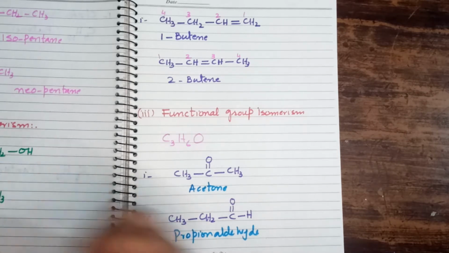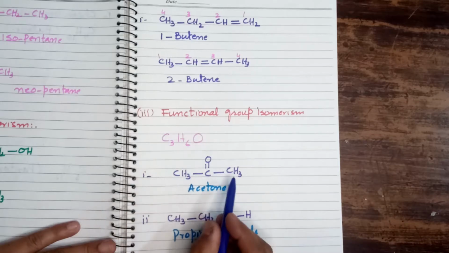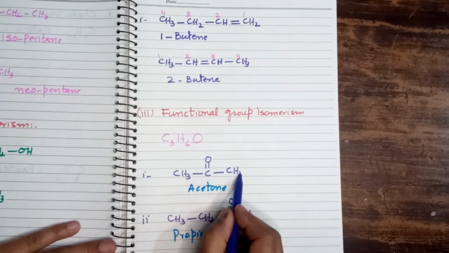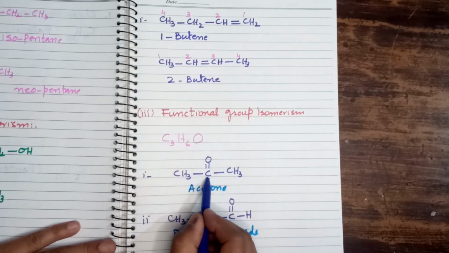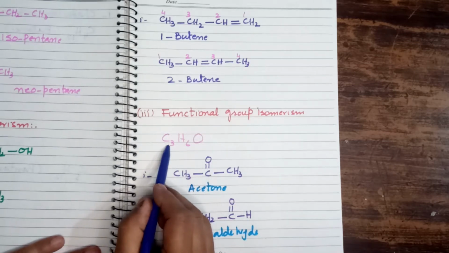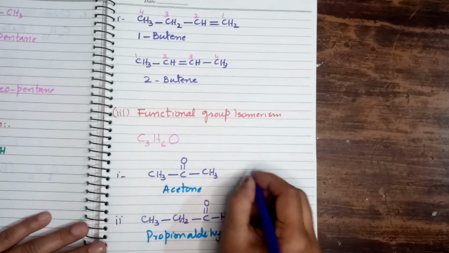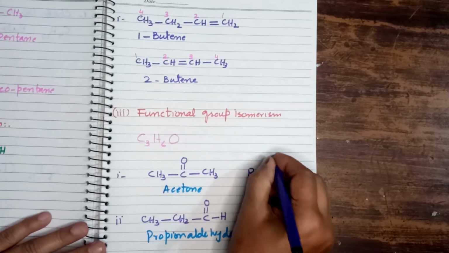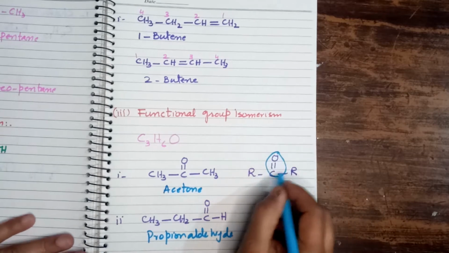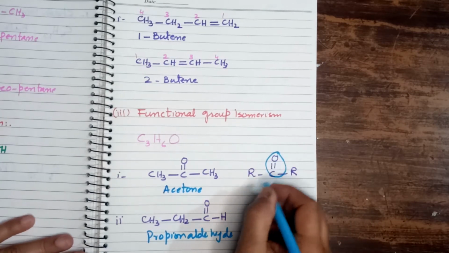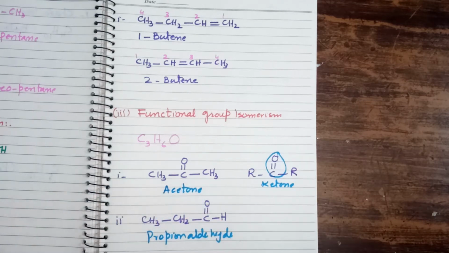Now here you can notice, students, in this molecule count the number of carbon atoms: 1, 2, 3, that is C3. Count the number of hydrogen atoms: 3 plus 3, 6 hydrogen atoms. And how many oxygen atoms? 1, right? So this molecule has the molecular formula C3H6O. But what is the functional group here, students? We know very well, if we have an alkyl radical on either side of the carbonyl group, then the functional group is known as ketone. So this molecule is a ketone, right students?